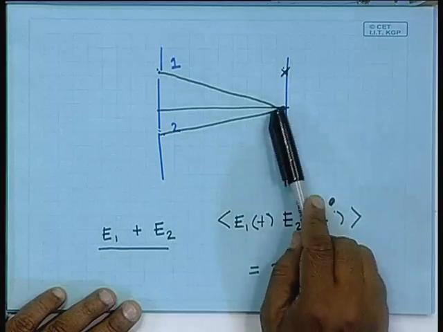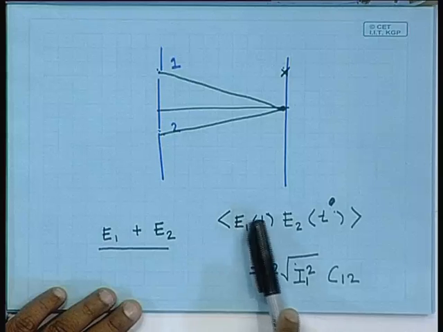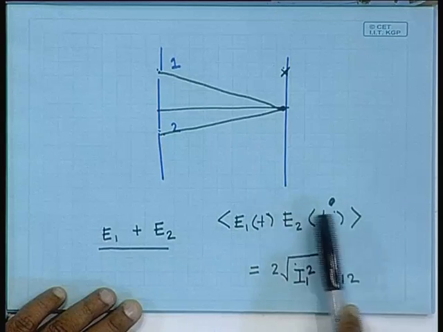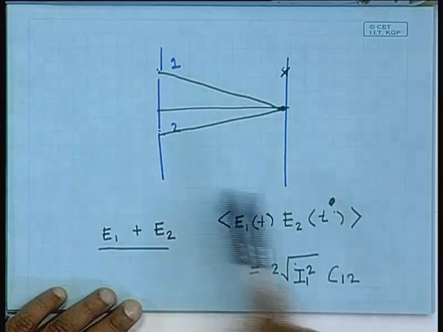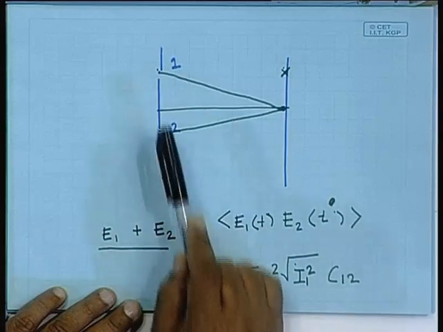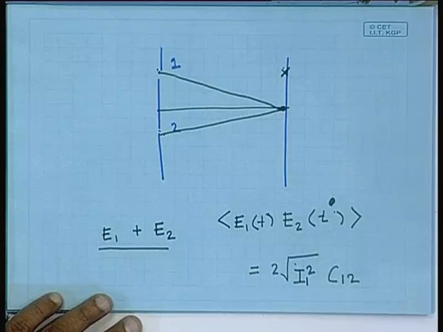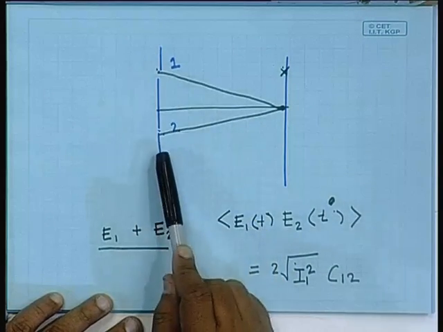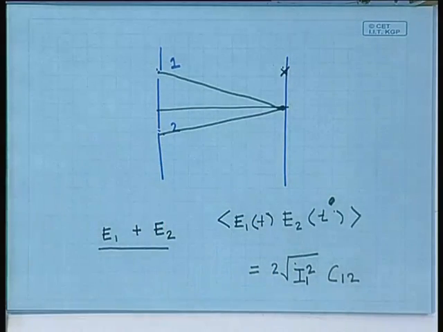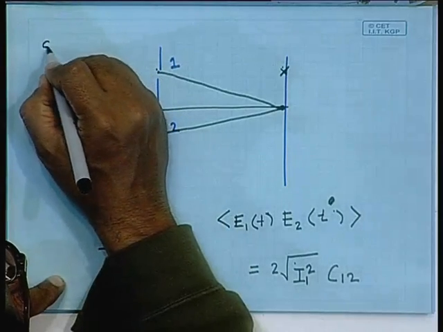So what you measure here is E1(t) into E2(t), where E1 is the value of the wave here, and E2(t) is the wave over here at the same instant of time. So it measures the coherence between the wave at these two different points at the same time. This is what is called spatial coherence.